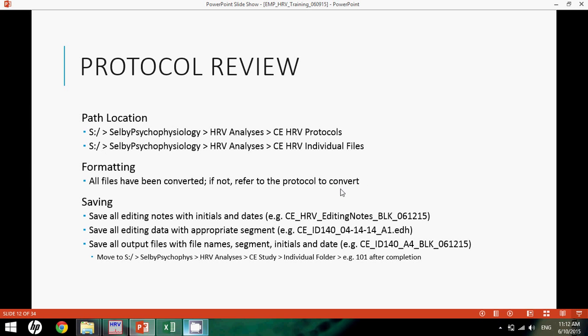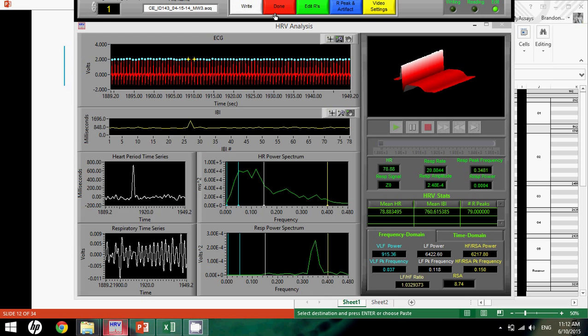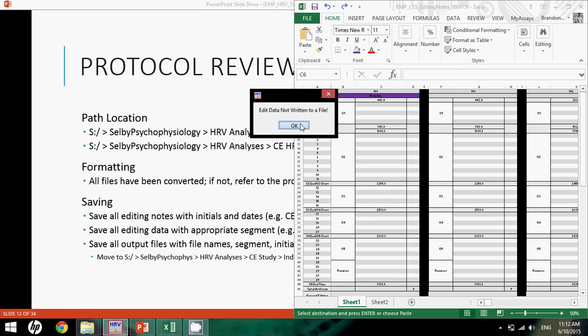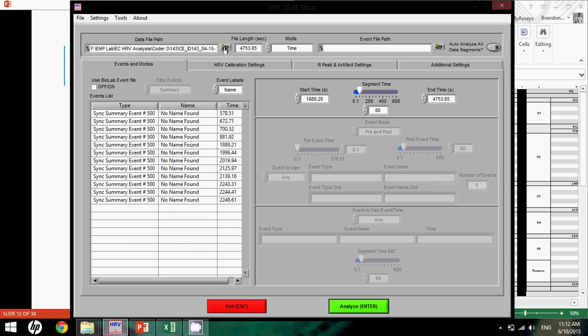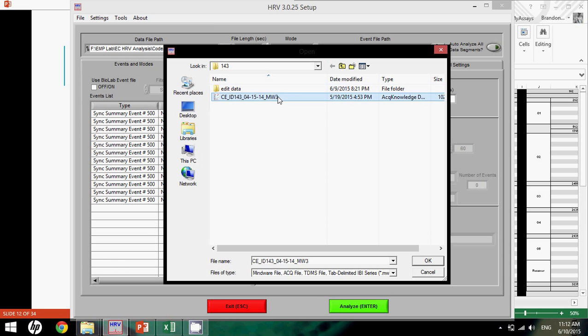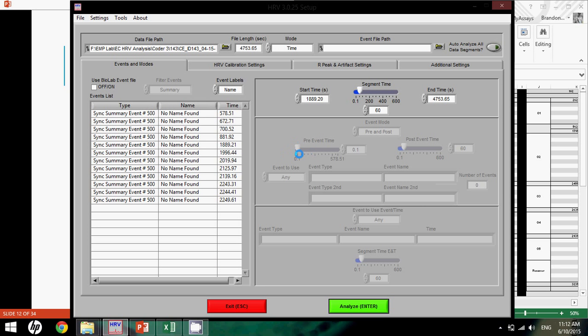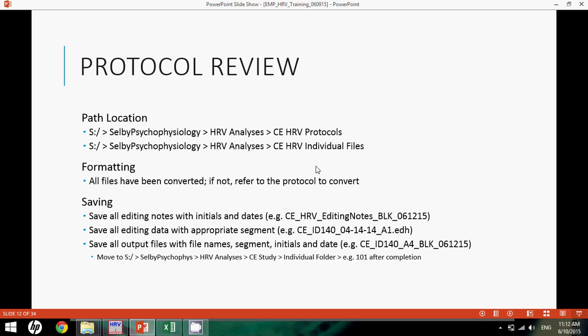There's another issue with Mindware files, that they need a particular format. There'll be some circumstances where, if you're opening up Mindware right here, you click on a file here and it will not open properly. If these numbers don't populate over here, for instance, you know that your file has not been converted correctly. In those circumstances, you'll just have to reconvert the file, and you can access that information via the protocol. To the best of my knowledge, all of this formatting has already been done, so you really won't have to worry about those issues.